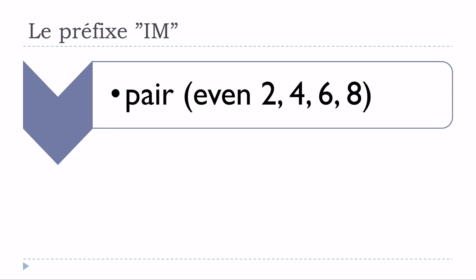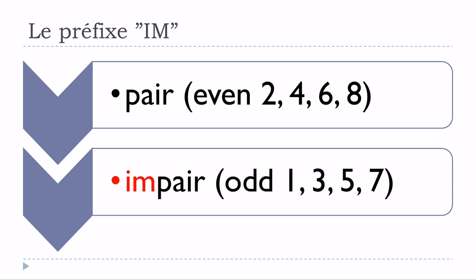The first one is pair. Okay, so the meaning is even, and then I just put some numbers to make it clear that we're talking about numbers. So, 2, 4, 6, 8. Okay, so, pair. And then if you want to express the without, you will use this: un pair. So, you put IM, and then after that, the rest, impair. Okay?